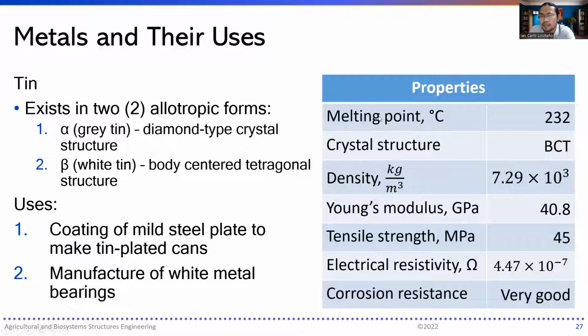Properties: melting point, sorry, crystal structure, density, Young's modulus, tensile strength. You have your electrical resistivity in ohms. Then you have your very good corrosion resistance. Again, this is body-centered tetragonal in structure. I think this is the most common, the white tin.